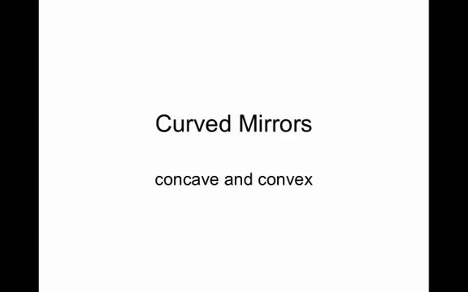Hi there. Today I'm going to talk about and explain properties and characteristics of light when it reflects off curved mirrors. There are two types of curved mirrors that we're going to talk about. One is called a concave mirror and the other is a convex mirror.